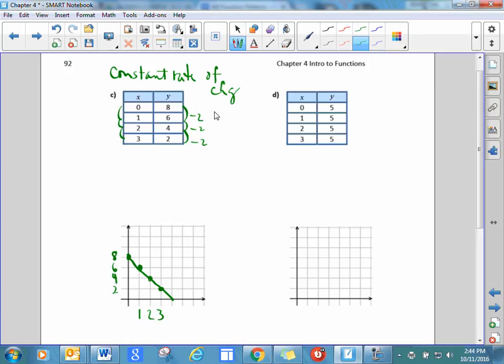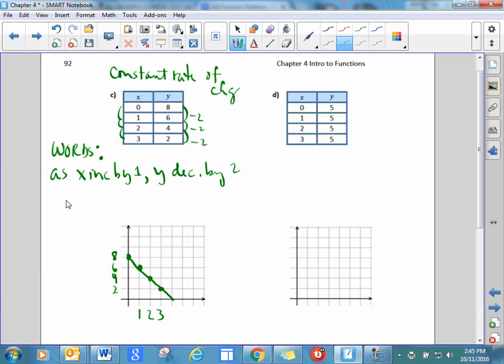So that's good. It's a linear function, and to describe it in words, we're using the same instructions as page 91. As x increases by 1, y decreases by 2. That's our pattern that we're going to put into an equation, but that's our pattern in words. So what's left is to write the equation.